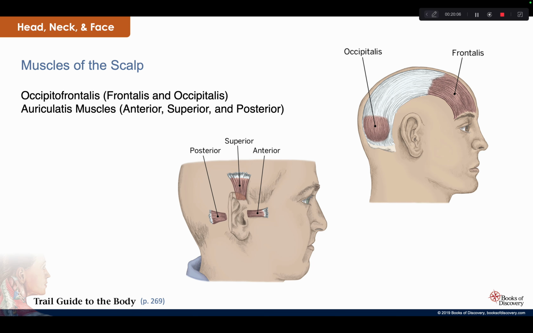Scalp muscles. Occipitofrontalis. Remember, that'll raise your eyebrows, and you have the occipitalis as an anchor. And then you have your auricularis muscles. These are the muscles that are aura, auditory, ear. These are muscles where some people have more control than others, but they can wiggle their ears. So that's the posterior, superior, and anterior muscles around the ear.